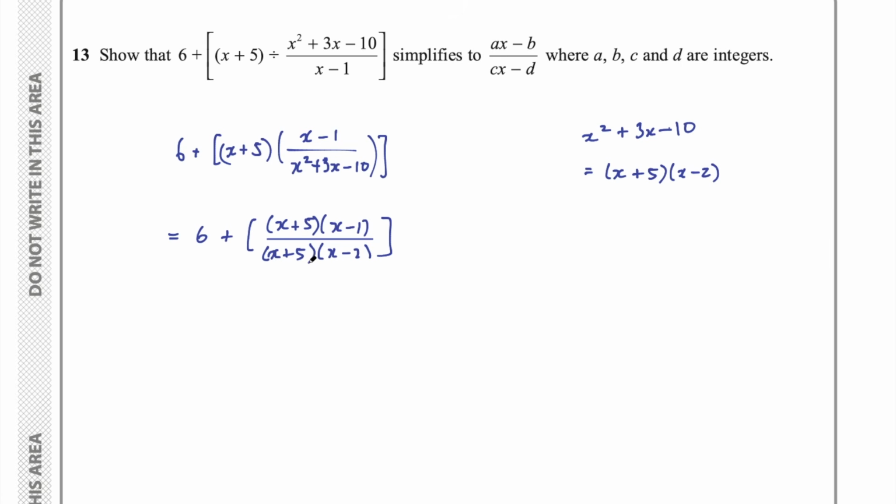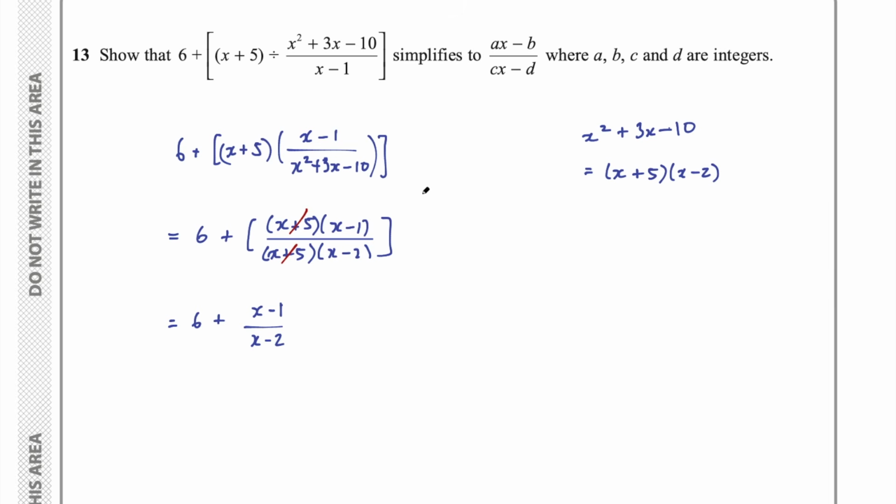So now you can see there is a common factor in the numerator and denominator. Can you spot the common factor? It's this x plus 5 here. So we can cancel that out. And then we're left with 6 plus x take 1 over x take 2.